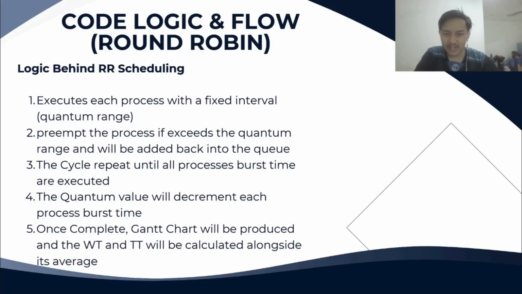So how exactly does the system work? The quantum range value will be determined early by the user, and this quantum value will decrement each of the burst time values inside the array until all of the values have exited the array, which means the processes have been completed. Once complete, the program will produce a Gantt chart, and the waiting time and turnaround time will be calculated alongside their averages.